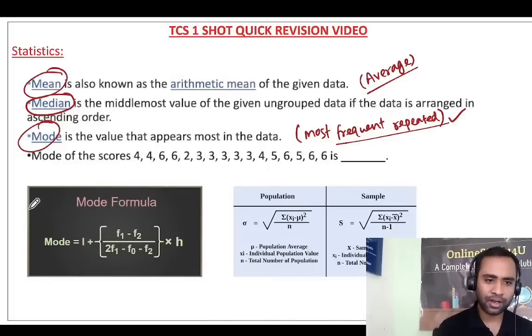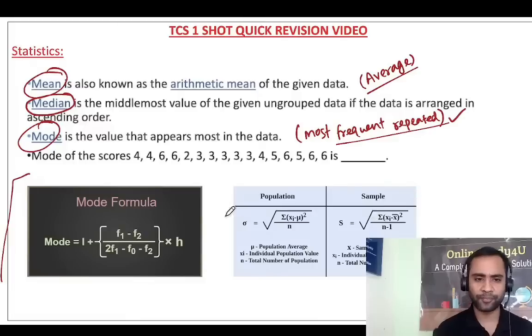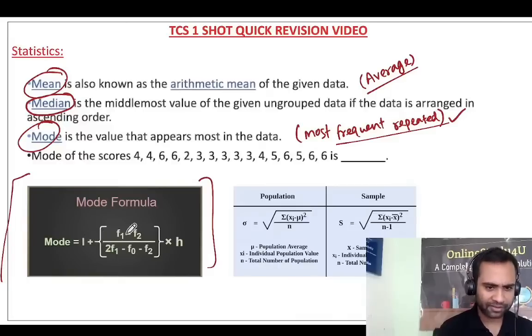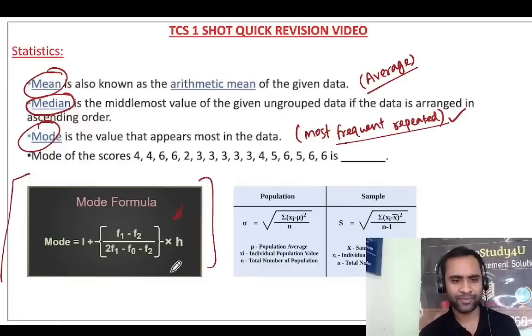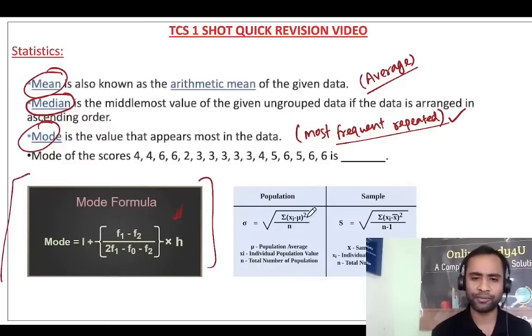Now, mode formula. If you have to calculate mode, mode will be nothing but L plus (F1 minus F0) divided by (2F1 minus F0 minus F2), into H. Sir, what is this? What the F is this, right? I will explain that. This is L, H, all those things we will explain.